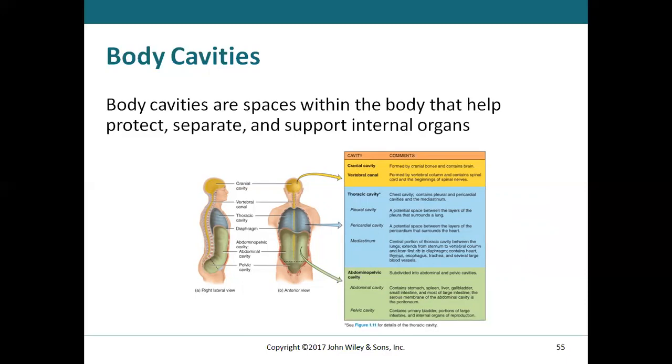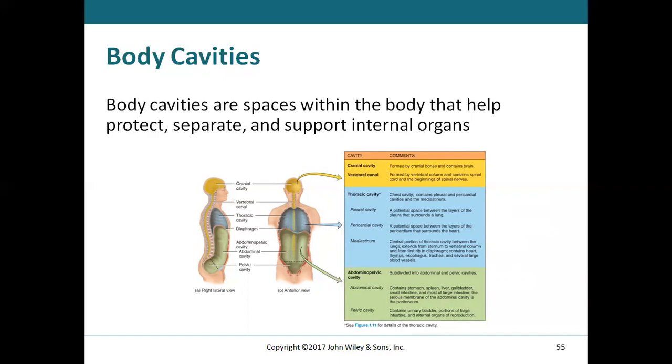And then inferior to that, you have the thoracic cavity, and that's going to be the chest cavity. It contains the pleural, the pericardial, and the mediastinum. And again, each one of those cavities is also going to contain specific organs. The pleural cavity is the space between the pleura that surrounds the lung. The pericardial would be the space between the layers of the pericardium that surrounds the heart. The mediastinum would be the central portion between the lungs, and it's going to have a much larger extension of an area.